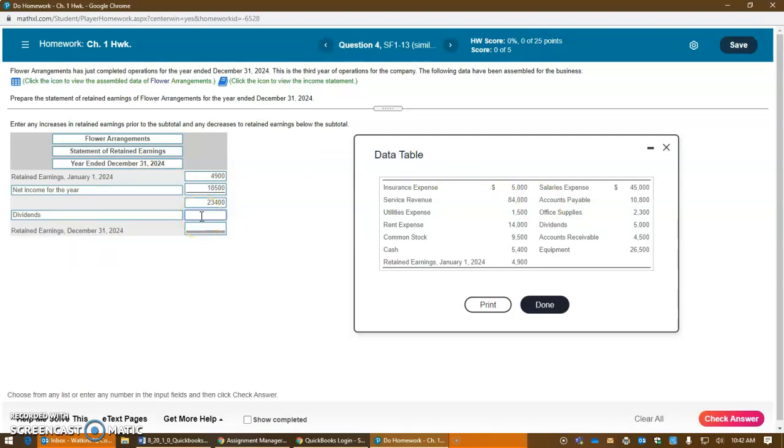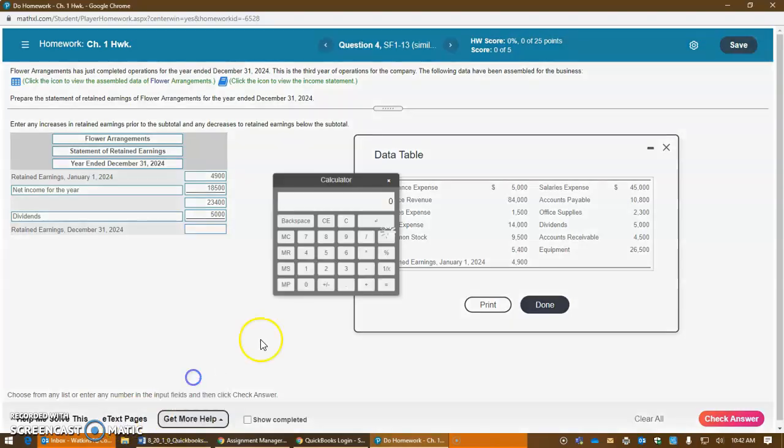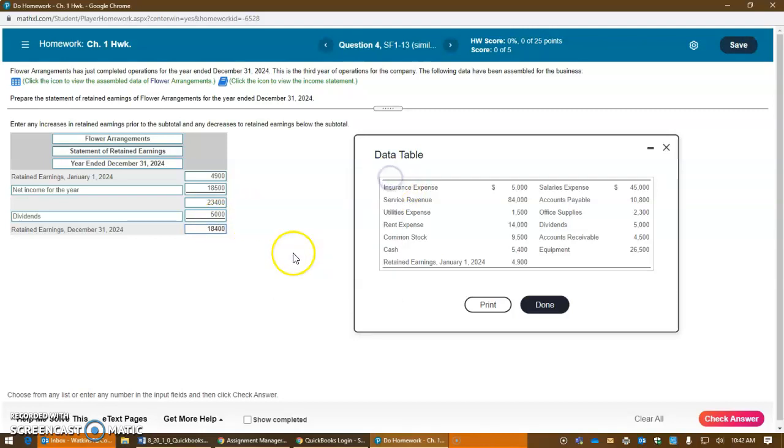Okay, and then we're going to put the amount of dividends, which is 5,000. And then remember that makes it go down. So when we get our ending retained earnings balance, we're going to subtract the dividends from that subtotal. So 18,400. That is our ending retained earnings balance. So next year, 2025, when we do the statement of retained earnings, this number, 18,400, will be our starting number. Okay, so this is the statement of retained earnings.